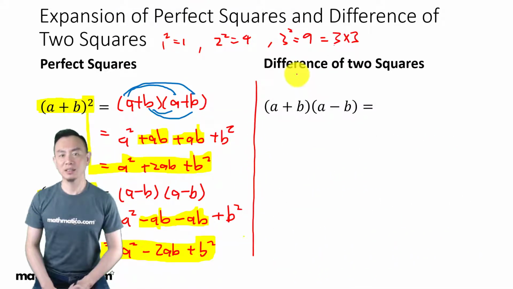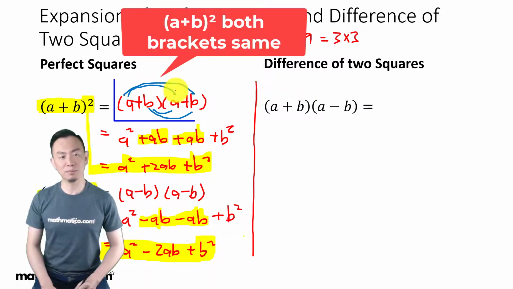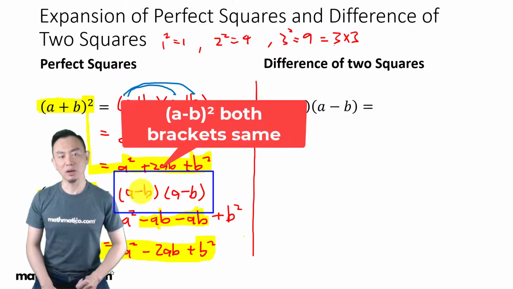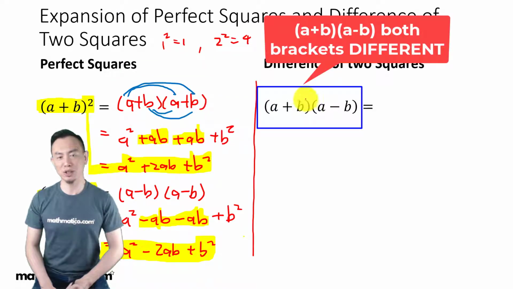Right, now let's look at difference of two squares. You have (a plus b)(a minus b). Now in this case, you see that the two brackets are not the same, like (a plus b)(a plus b) or (a minus b)(a minus b). So here you have a mixture, right? (a plus b)(a minus b). One positive, one negative. And we see what happens.